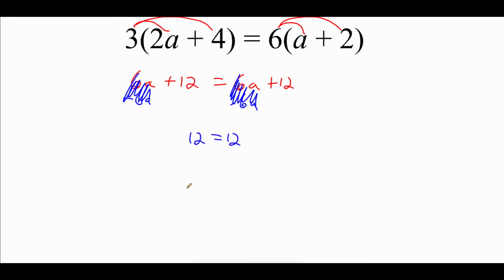Now, in the last example, we got a statement that didn't make any sense, and that meant that there were no solutions. Here, we're getting an equation that is true. 12 is equal to 12. When you get a true statement, then this equation is called an identity. And what that means is that you can safely plug in any number you want for the variable, and it will always work. So what we can say when we've got an identity is that the solution is all real numbers.